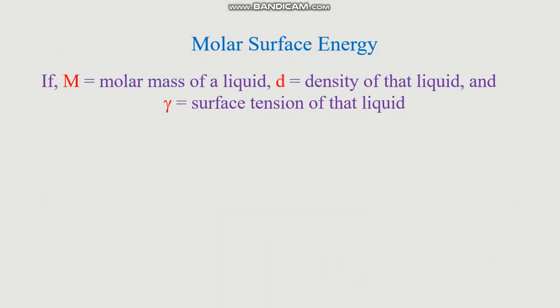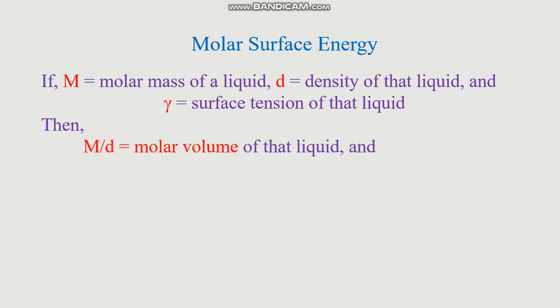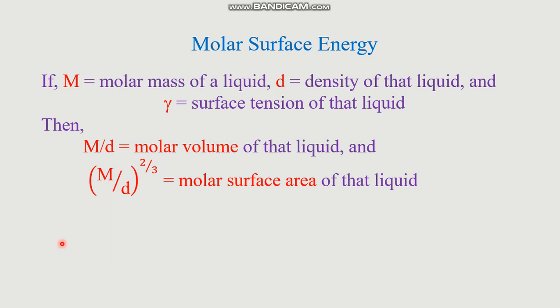If m is the molar mass of a liquid and d is its density, then m by d must be its molar volume. And if this molar volume is cubic in nature, then its side length must be the cube root of m by d, and the area of any side of that cube must be its square. So (m by d) to the power 2/3 is equal to the molar surface area.